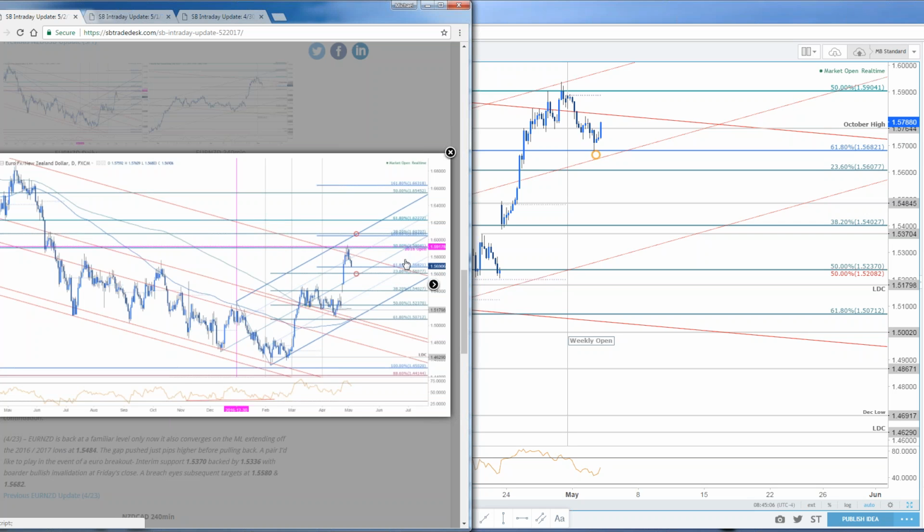You had a 50% retracement. You had the 2016 open, which, as I said, is not that big of a level at this point, but has been a very clear-cut pivot in price, so we've continued to eye that level.